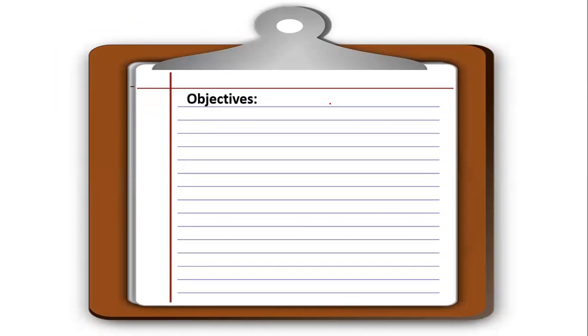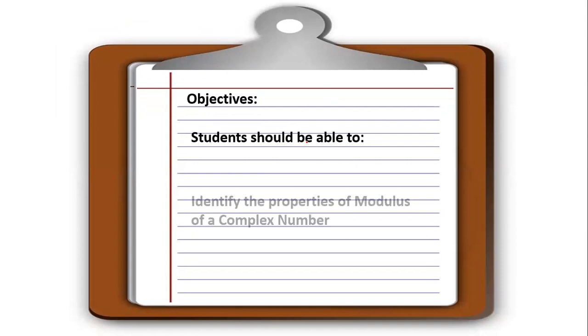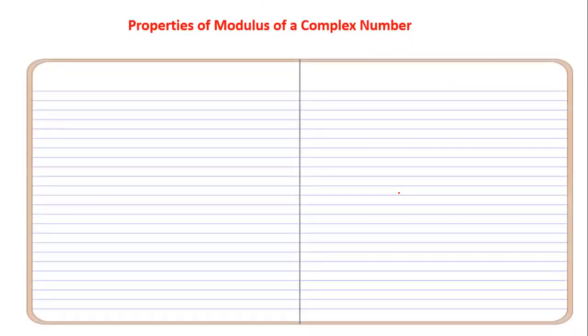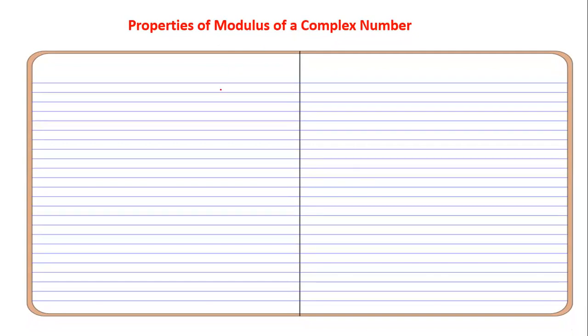And what's our objective for today? My students, you should be able at the end of this video to identify the properties of the modulus. So you already know that modulus of z is equal to radical x squared plus y squared. In addition to that, you have to identify the properties of the modulus. So pay attention, we are going now to learn the properties of the modulus of any complex number. I will teach you the properties by direct examples on the concept.